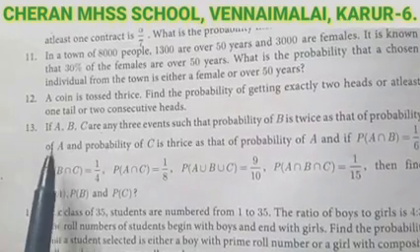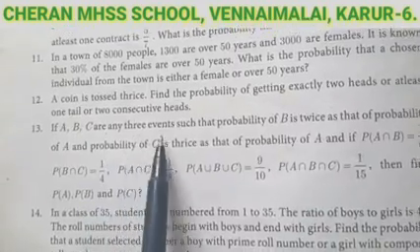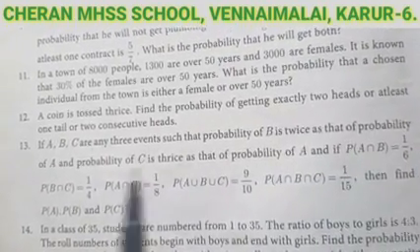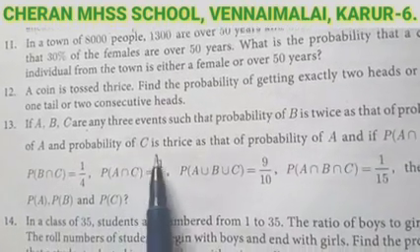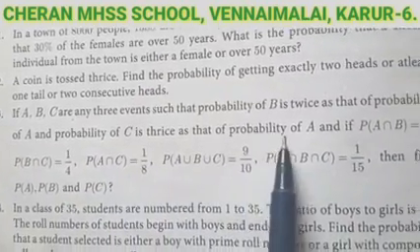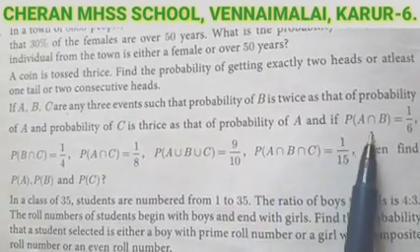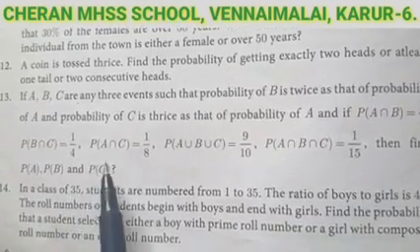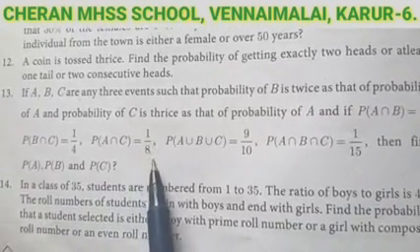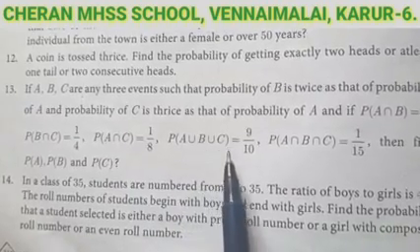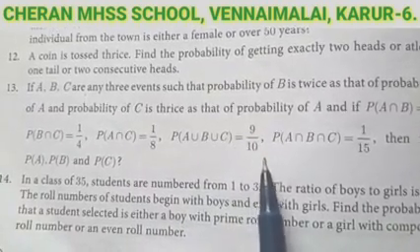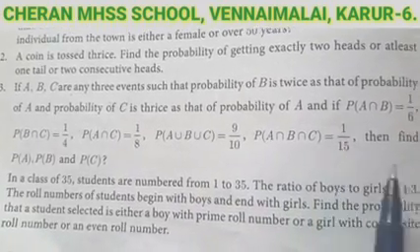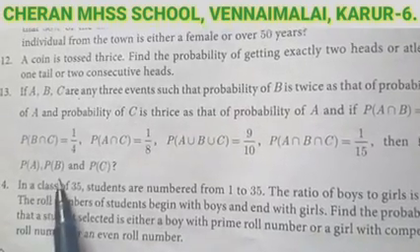Sum number 13. If A, B, C are any 3 events such that probability of B is twice that of the probability of A and probability of C is thrice that of probability of A, and if P of A intersection B is 1 by 6, P of B intersection C is 1 by 4, P of A intersection C is 1 by 8, P of A union B union C is equal to 9 by 10, probability of A intersection B intersection C is equal to 1 by 15, then find P of A, P of B, P of C.